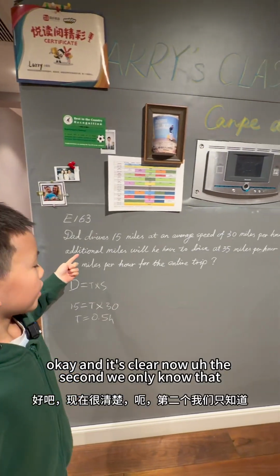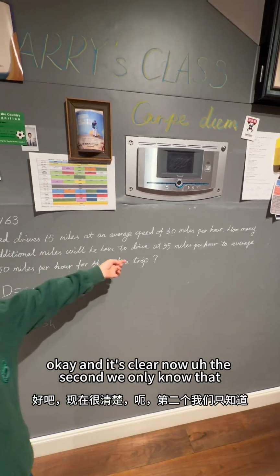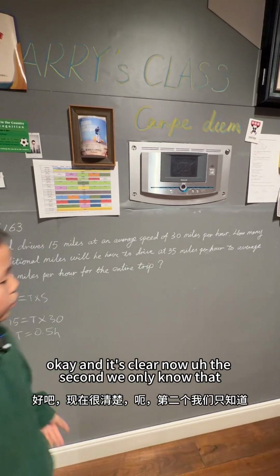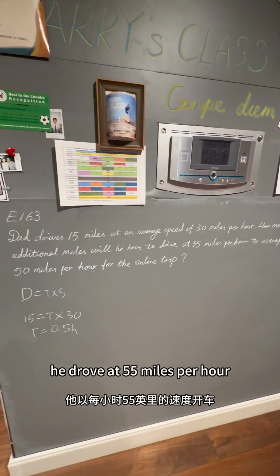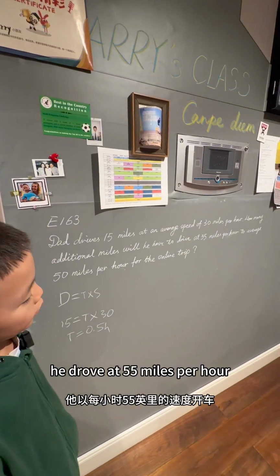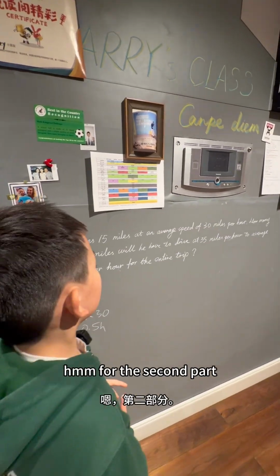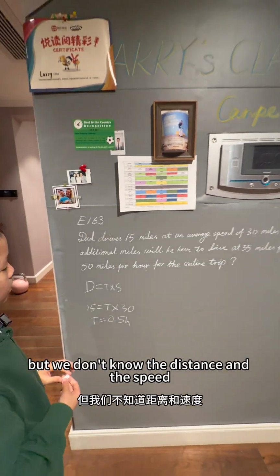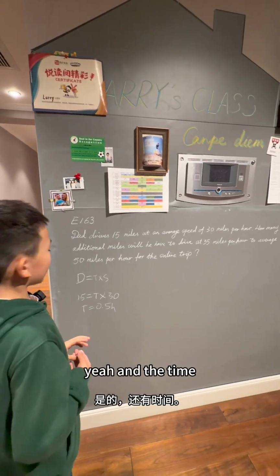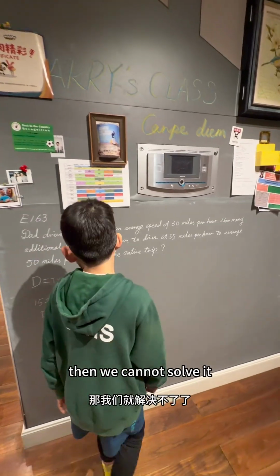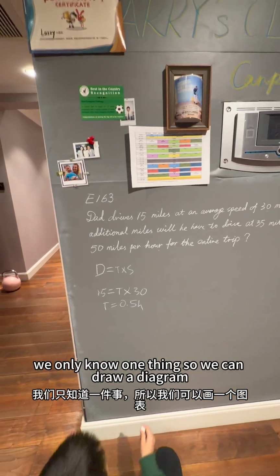And that's clear. Now, for the second part, we only know that he drove at 55 miles per hour. But we don't know the distance and the time. Then we cannot solve it. We only know one thing. So we can draw a diagram.